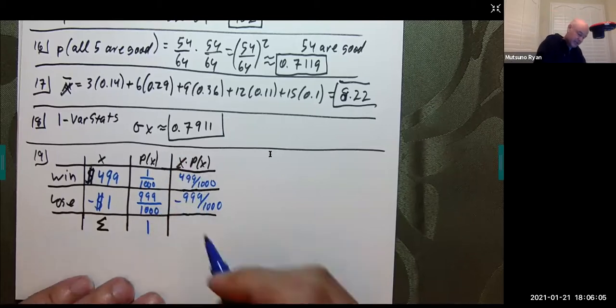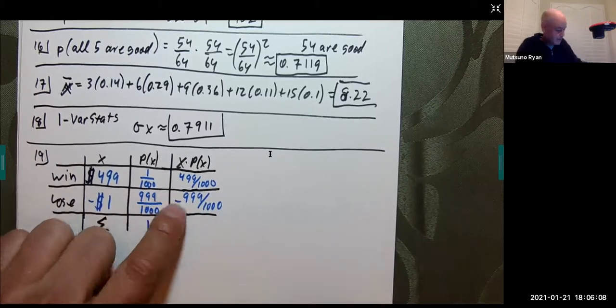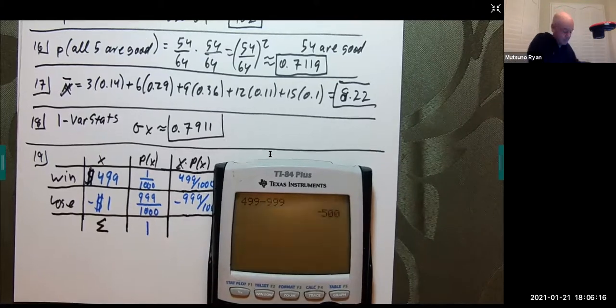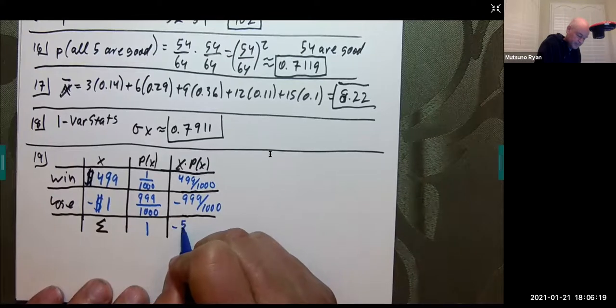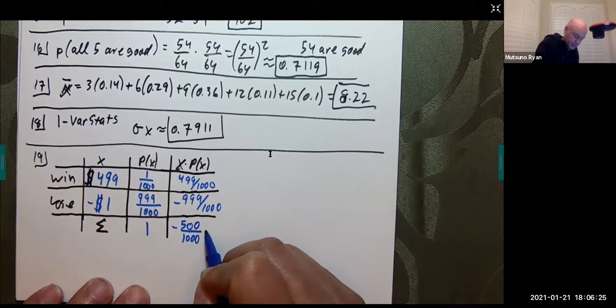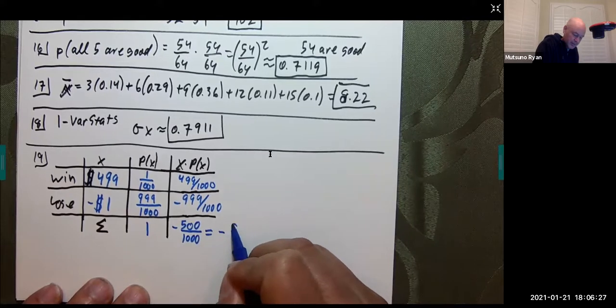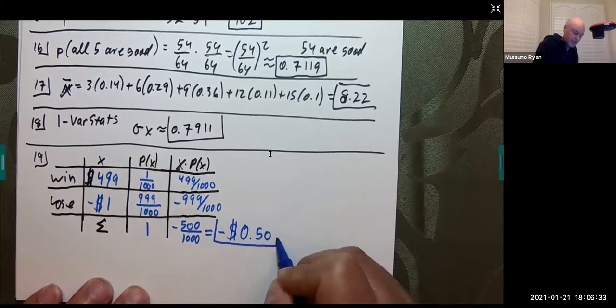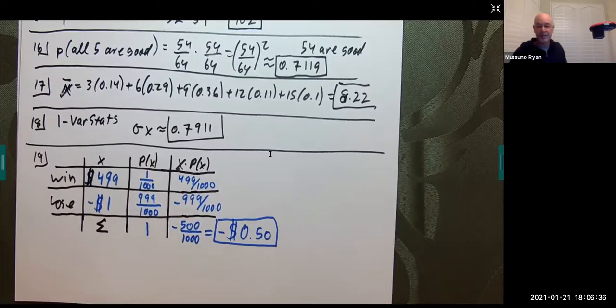When I add these up to get my expected value, 499 minus 999 is negative 500. And that translates into a negative 50 cents. And that is your expected value. If you play this particular lottery over and over and over again, most of the time you'll lose, occasionally you'll win. Overall, you're probably going to be down.